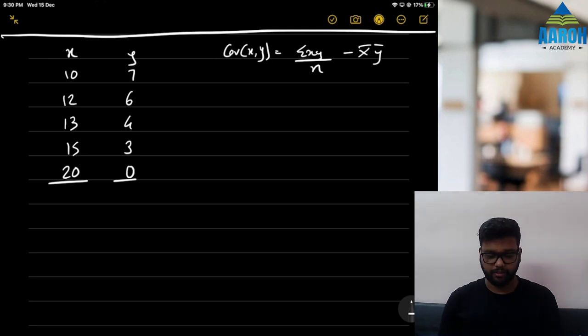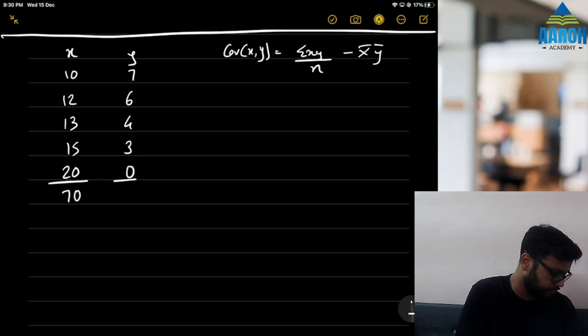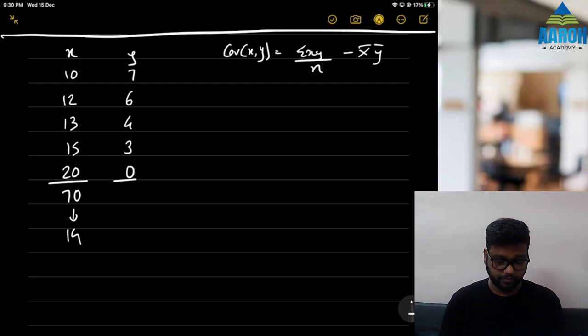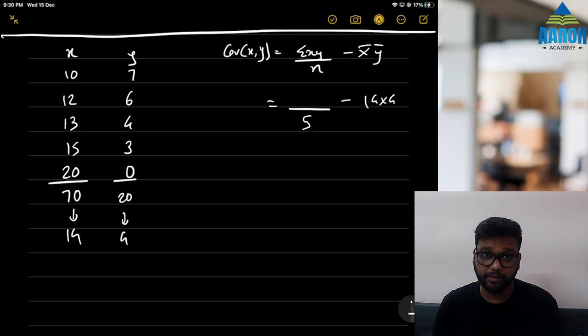10, 12, 13, 15, 20, total 70 by 5. So the average of x is 14. Average of y is 4. So this is going to be 14 into 4, and summation xy we will have to find.